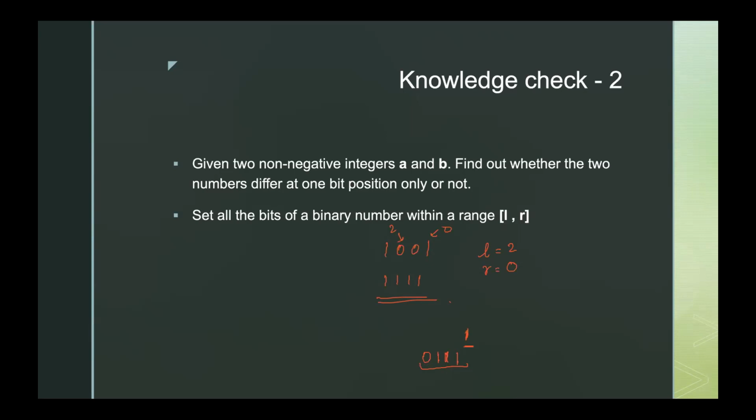Okay, so we have one answer by Kiana. Let's try that. She says for I in range L to R, so basically we'll go from 0 to 2 and we'll perform AND. Okay, so our number was 1001, so first we'll do 1001.